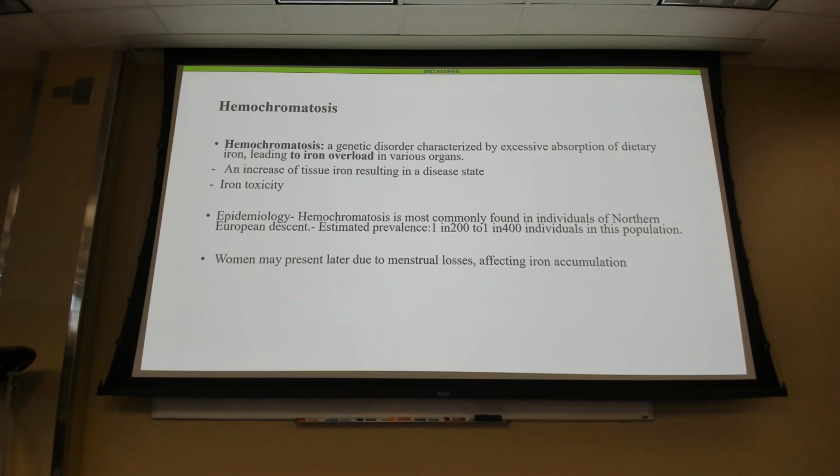Women present later in life. Why? Because early on, they're menstruating, so they're losing the iron and it isn't showing itself. They stop menstruating, and guess what? Now they're not losing the iron, so it has time to accumulate. Now it presents.